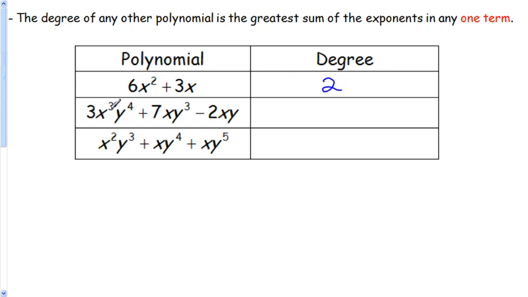Here the degree is 7, 3 plus 4. Here the degree is 4, 3 plus 1. And here the degree is 2, 1 plus 1. So the overall would be 7. That's the largest one, the greatest sum. And here we have 5, here we have 5, and here we actually have 6, 5 plus 1. So the degree of this one would be 6.